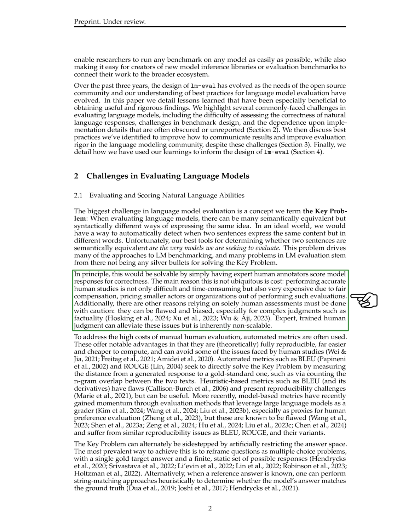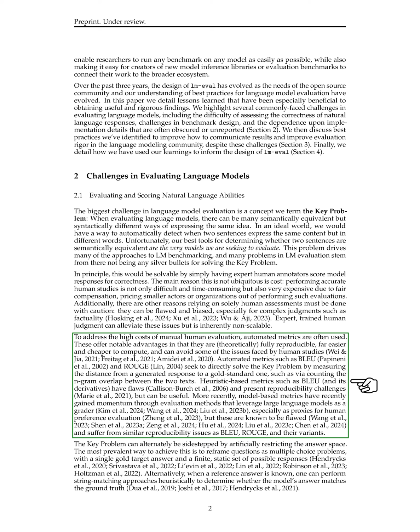Human annotators could solve this, but it is costly and not always feasible. Automated metrics like BLEU and ROUGE offer a more cost-effective solution but have their limitations. Model-based metrics have also gained traction but come with their own set of challenges.